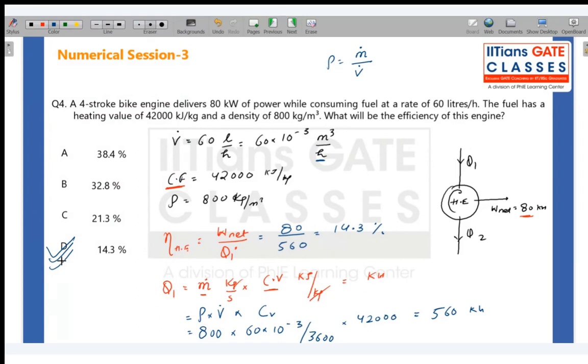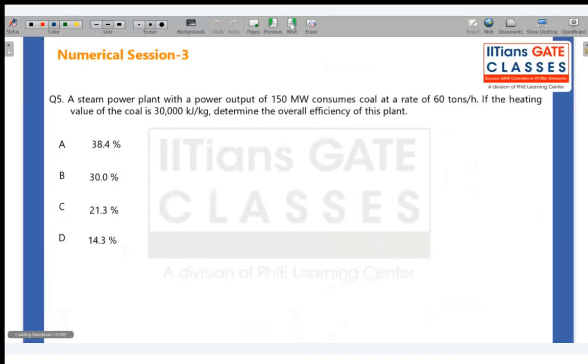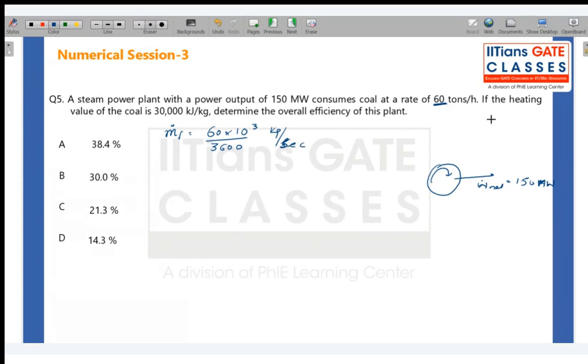Okay, chalo, let's move on to the next question. A steam power plant with a power output, so again you have this power plant, power output, that means work output, is equal to 150 megawatt, consumes coal at the rate of 60 into 10 to the power 3 kg per hour. If I divide it by 3600, then it will be in seconds. Now, if the heating value, that is calorific value, is 30,000 kilojoule per kg, determine the overall efficiency of the plant. Now this is something that you need to do.